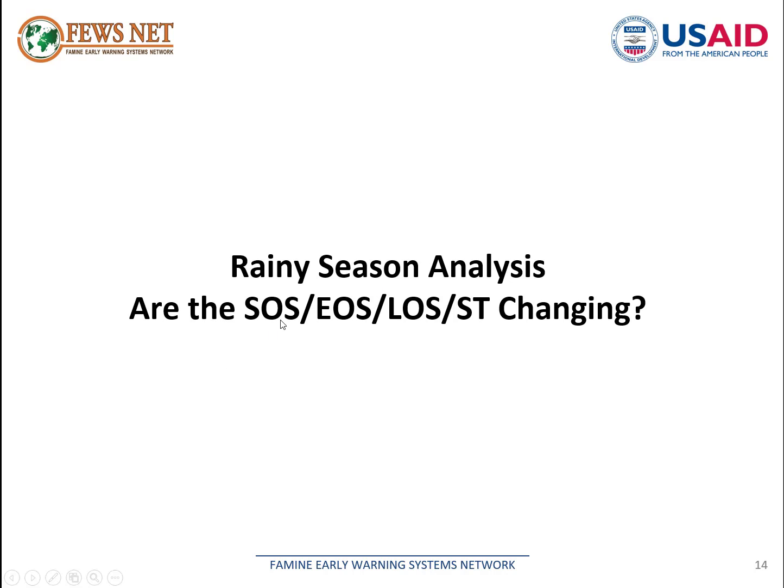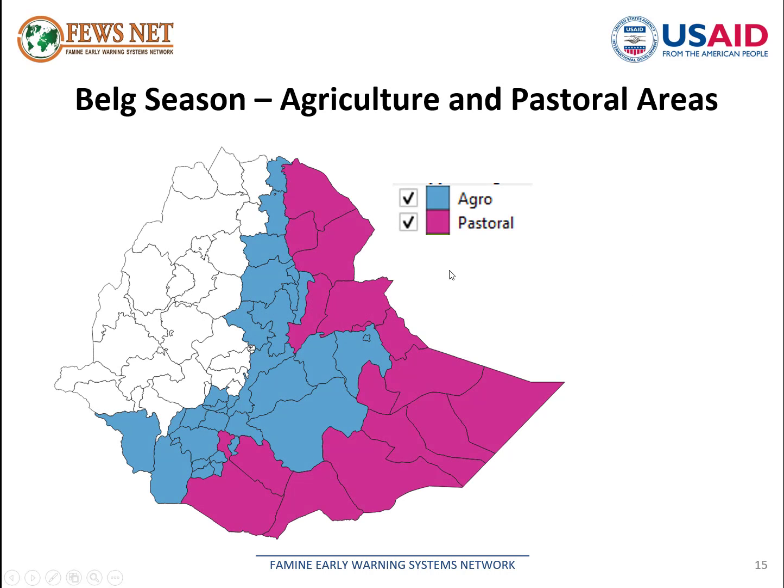But then we're going to go into a little more detail in looking at the start of season, the end of season, and the length of season. To do this, we divided the belg season into two, the agropastoral areas and the pastoral areas. And we did this in order to determine how much rainfall is needed to start the season.